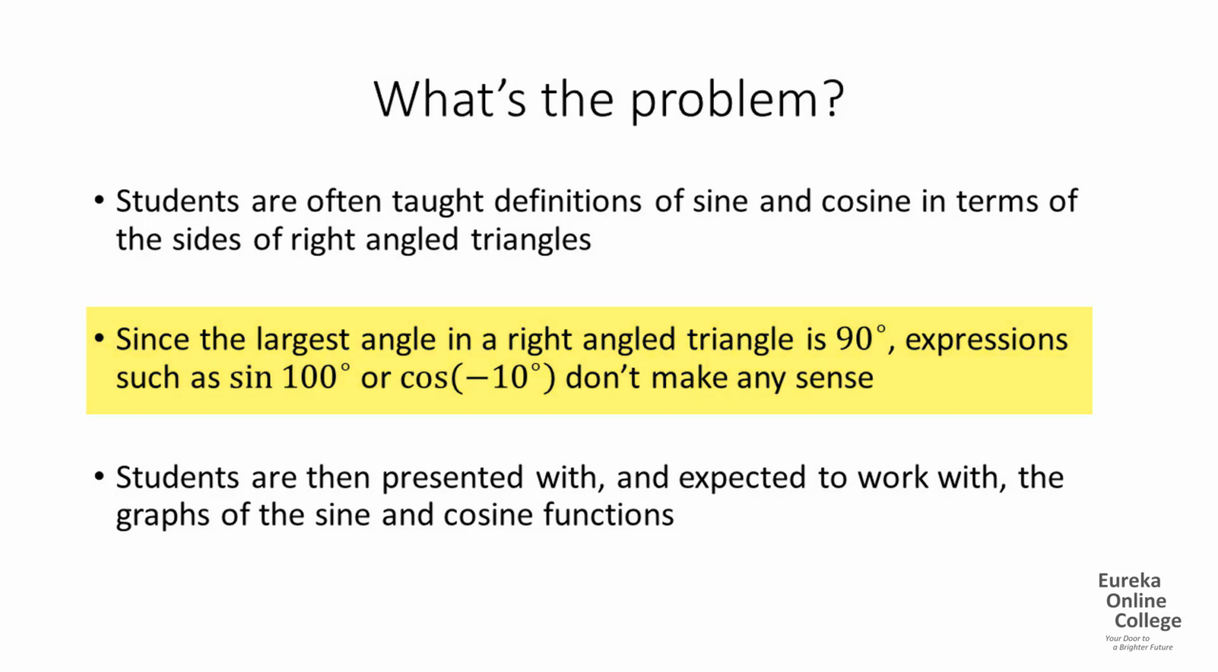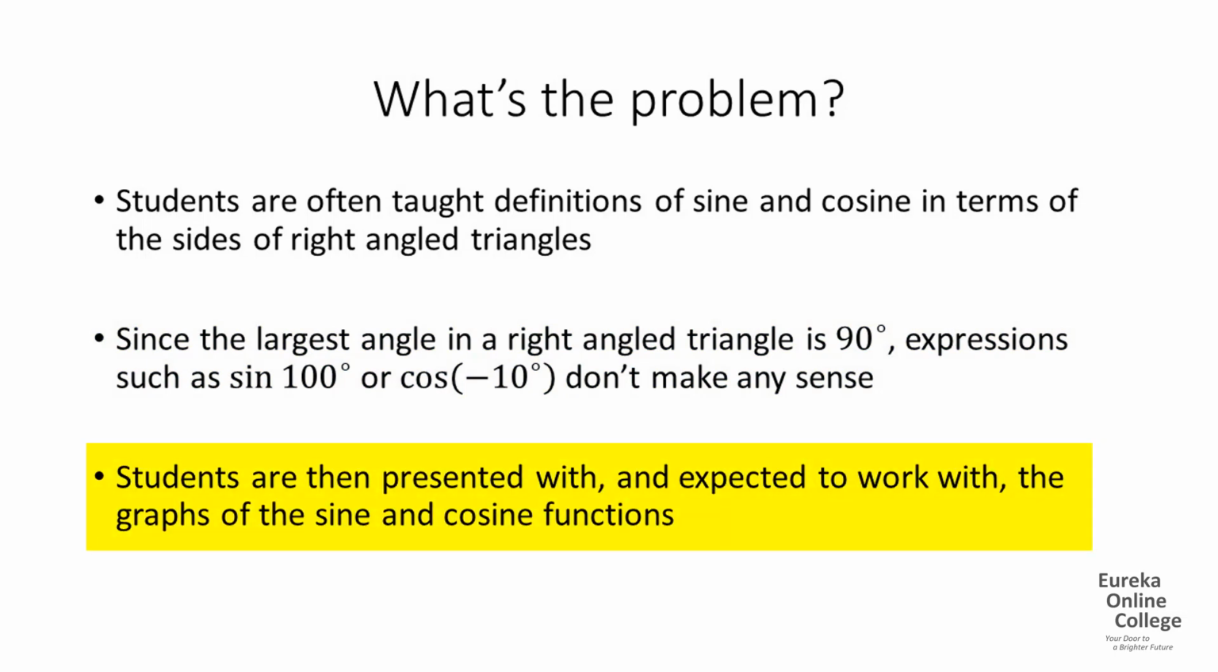But then students are presented with these graphs of sine and cosine functions straight after seeing the definition of sine and cosine from right-angled triangles. And all of a sudden they're expected to work with these objects. And the problem is there's no kind of foundation for them. They're just told that this is the graph of sine and cosine, which in reality is very difficult to link with the sides of a right-angled triangle.